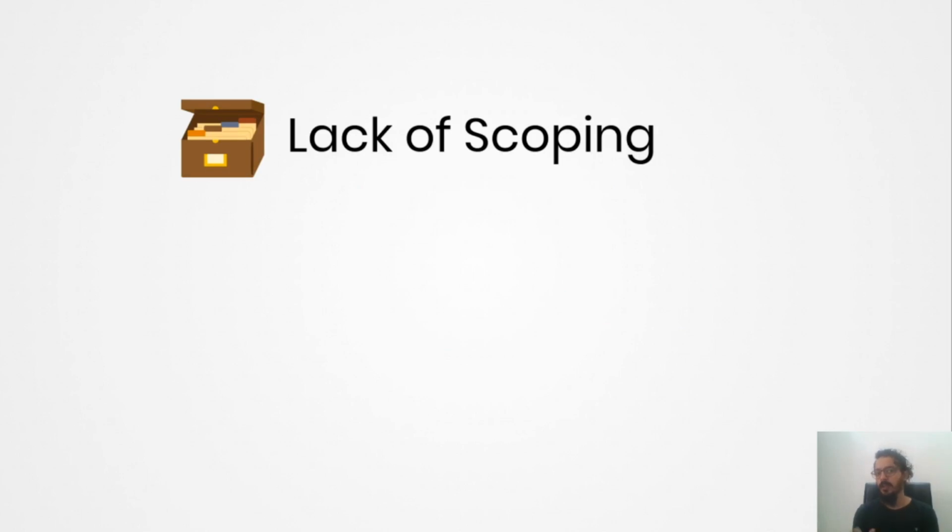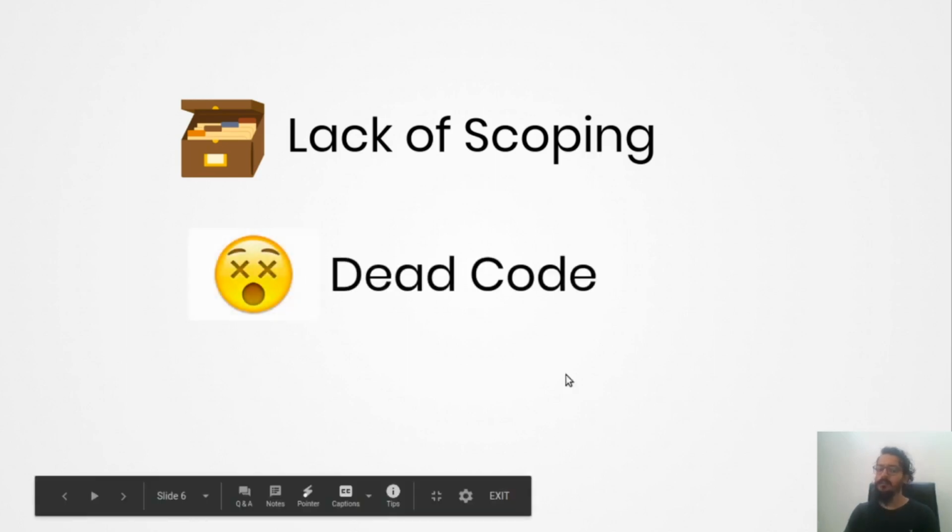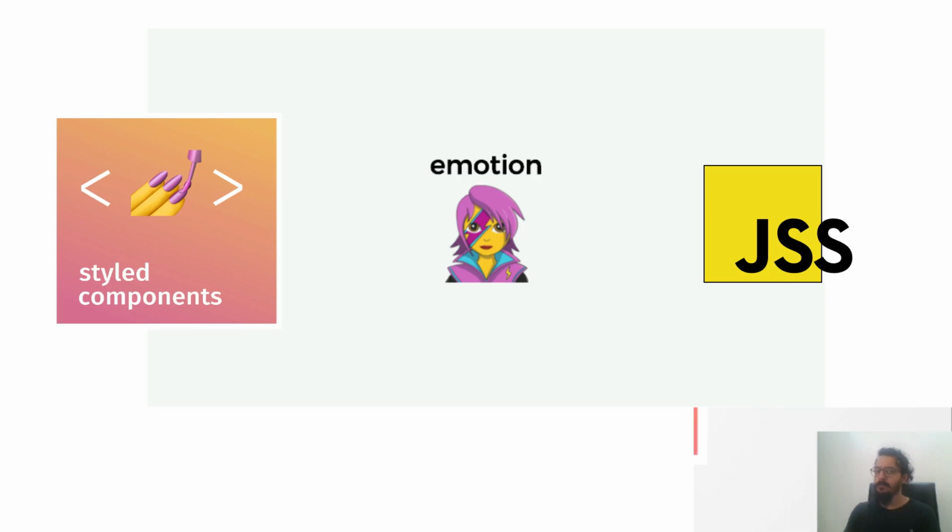We create one class, and whenever we write a new component or a new style, we have to think about what class name we should give it so that it will not overlap with any other. It also has a lot of dead code. Some of the popular CSS in JS libraries are styled-components, React-JSS, and Emotion.